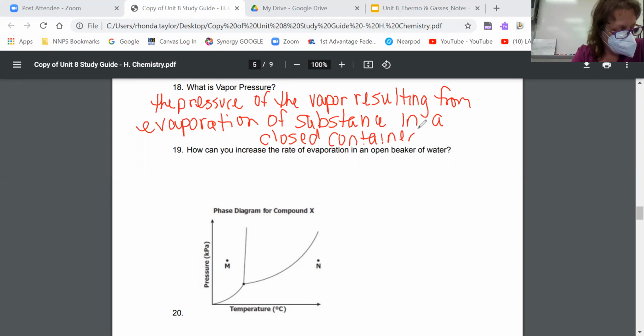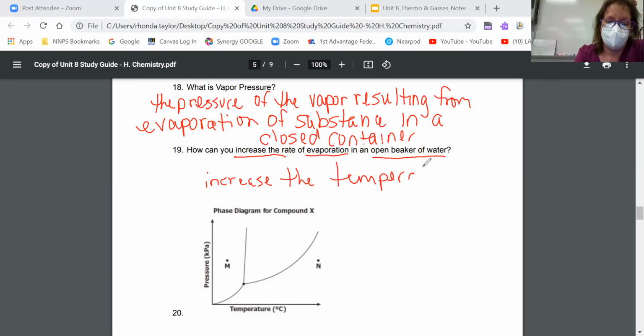How can you increase the rate of evaporation in an open beaker of water? So now we got an open beaker, and we're talking about rate of evaporation. So that means basically you're vaporizing it. It's going from a liquid to a gas. So that one's pretty easy. You want to increase the rate. Well, what do you do? You crank up the temperature. Increase the temp. You want to get stuff to boil, which means it's evaporating, vaporizing. Yeah, crank up the heat.